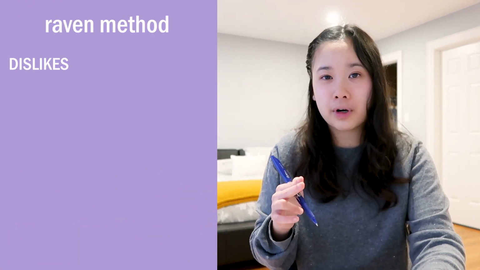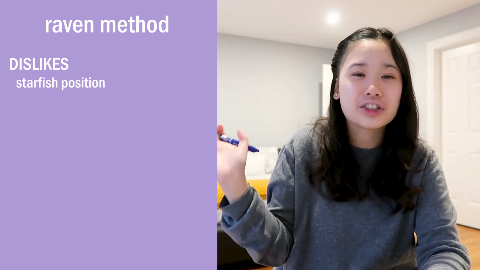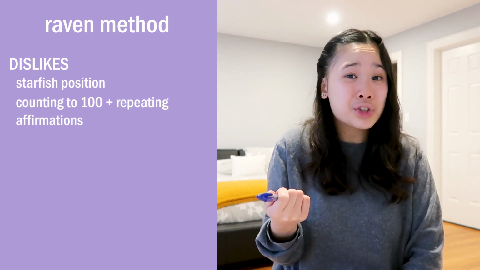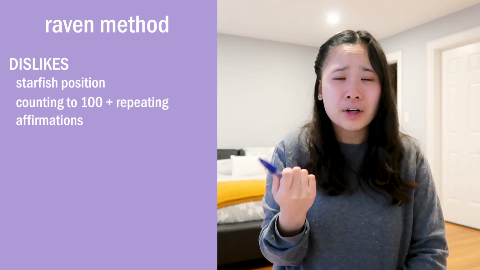Let's break down each method in terms of what I liked about it and what I didn't like about it. One method I already tried is the Raven method. The first part of the Raven method is the starfish position. I absolutely hated the starfish position. It is so uncomfortable. In this method, you're also counting to 100 and repeating affirmations in between each number. Yeah, I didn't like this part of the method either.